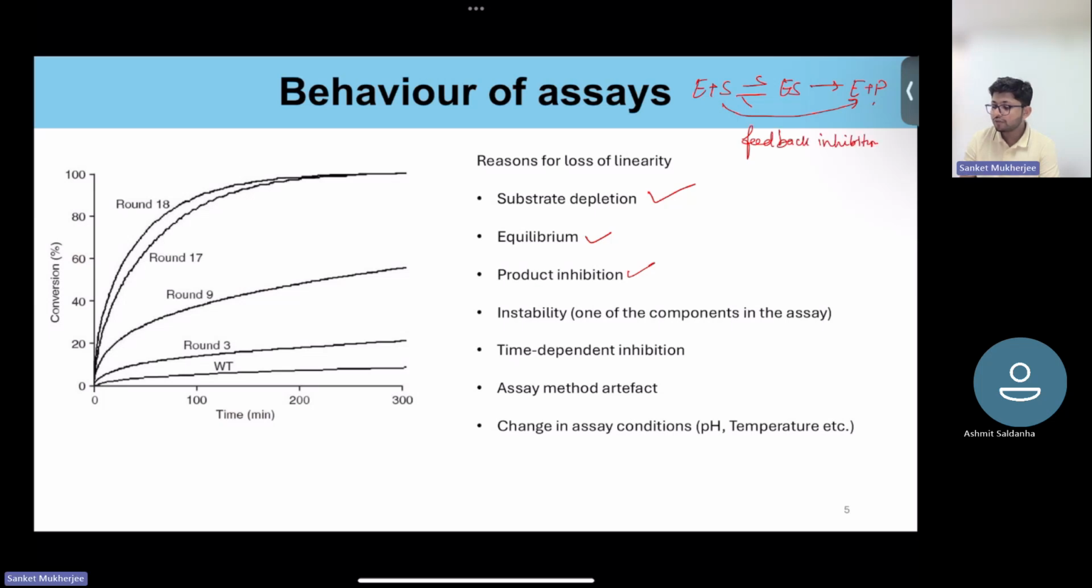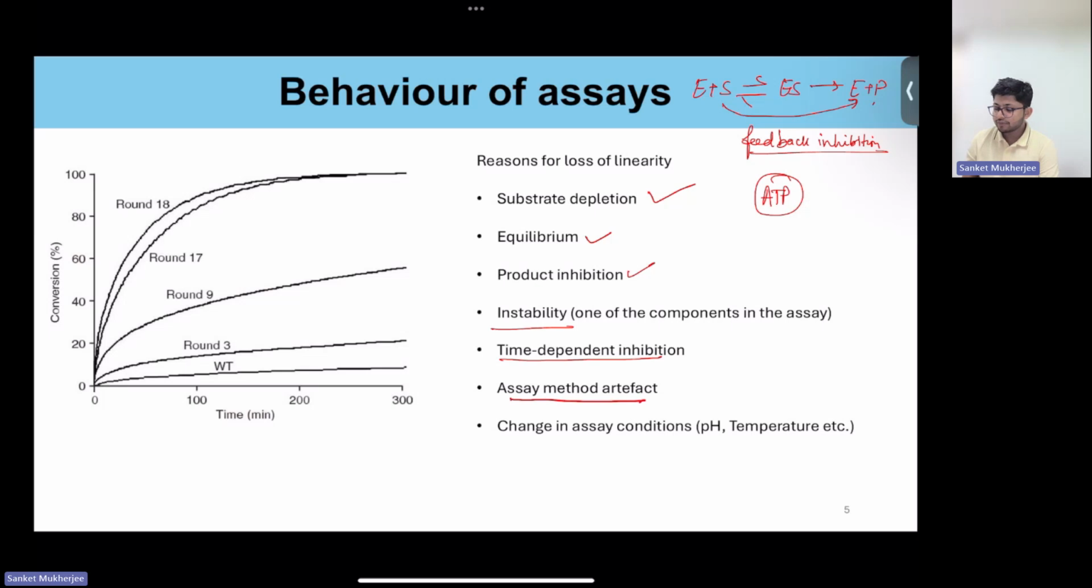So when a lot of product is formed, it inhibits more substrate from binding to the enzyme and forming more product. So product inhibition is one of the reasons why linearity in a curve is lost. Instability is another reason, instability in any of the components of the enzyme or the assay. For example, if ATP is involved and the ATP is lost, then the activity is again lost. Time dependent inhibition is sometimes there. Assay method artifact could be there, and changes in assay conditions like pH, temperature, and all these kinds of things will be there.